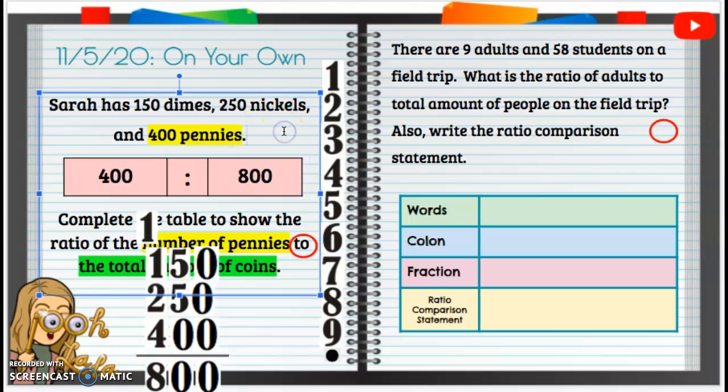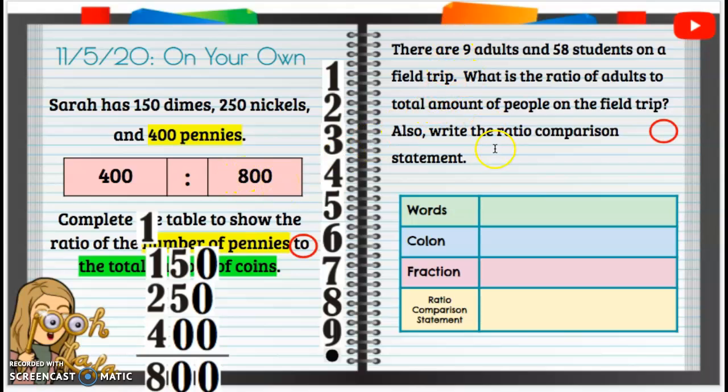You can also say, well, I know 400 to 800, that's half. So you can also say 1 here and then a 2 here. That works as well. Or you can also say 40 to 80. That's also half. Or you could say 4 to 8. That's also half. So those all work. But the most simple that I would think you would want to write would be 400, because there's 400 pennies, to the total amount of coins, which is 800.